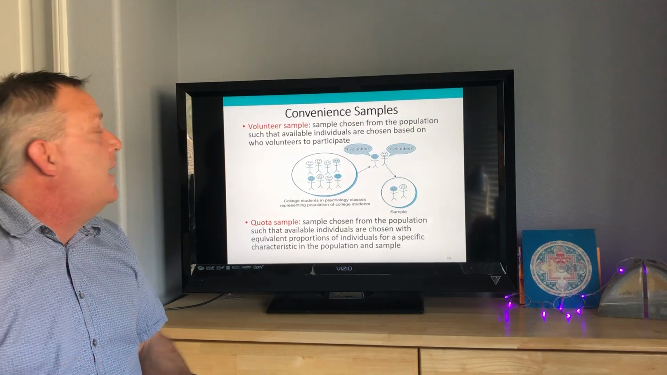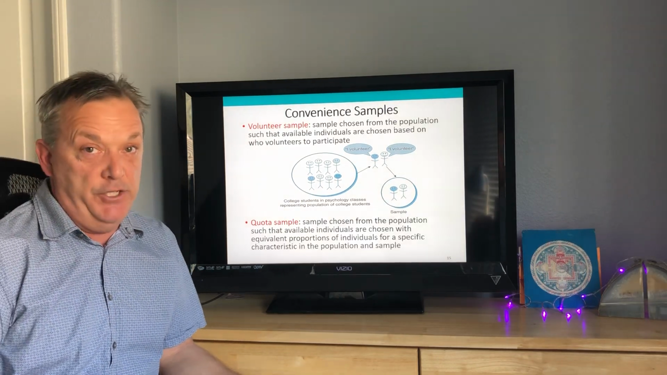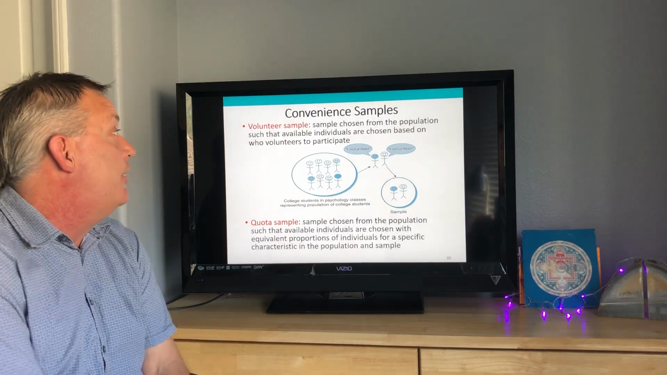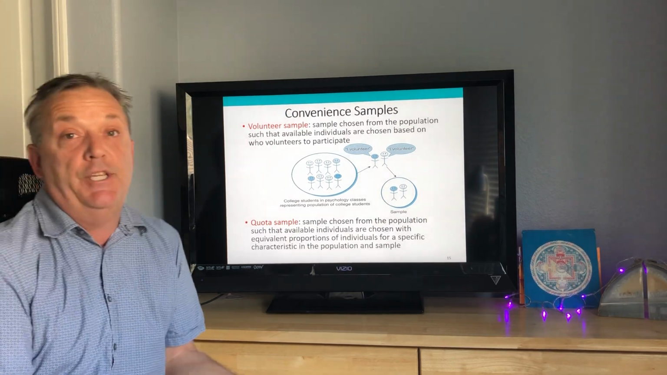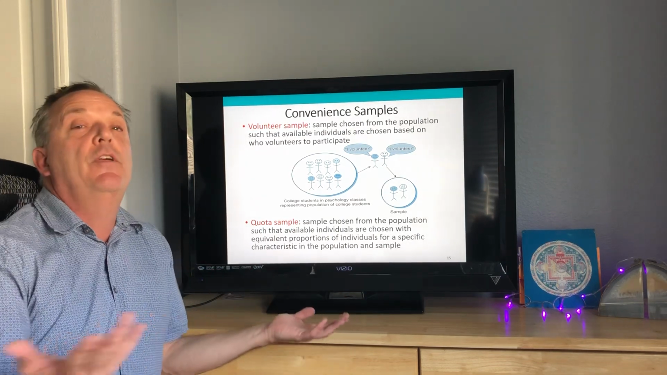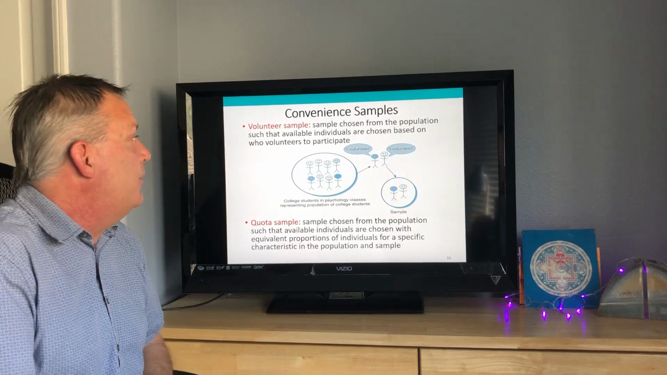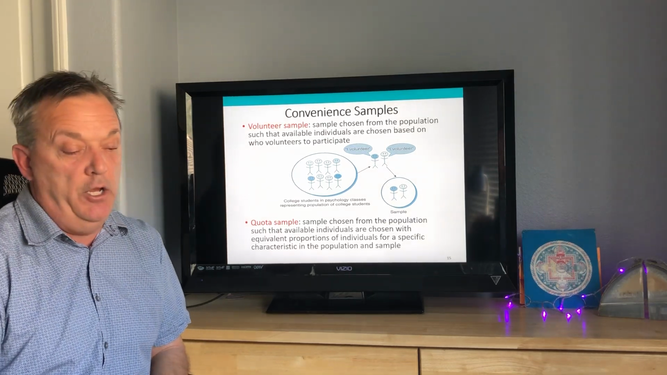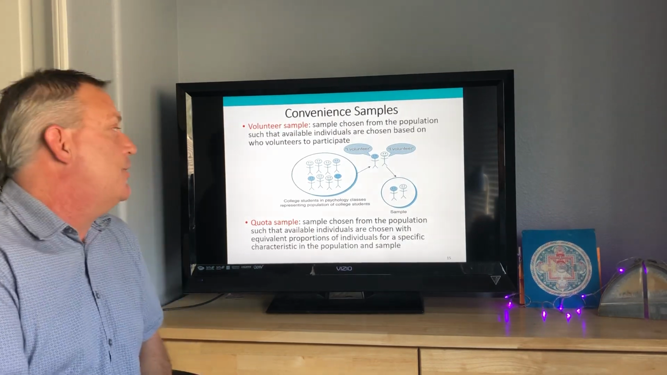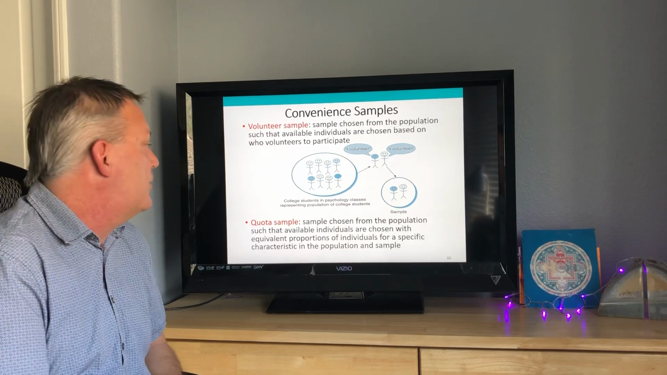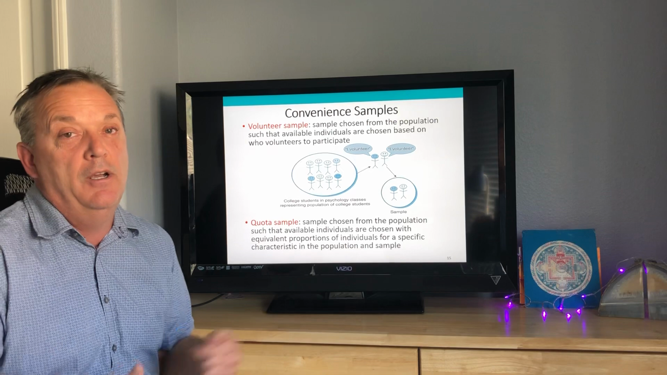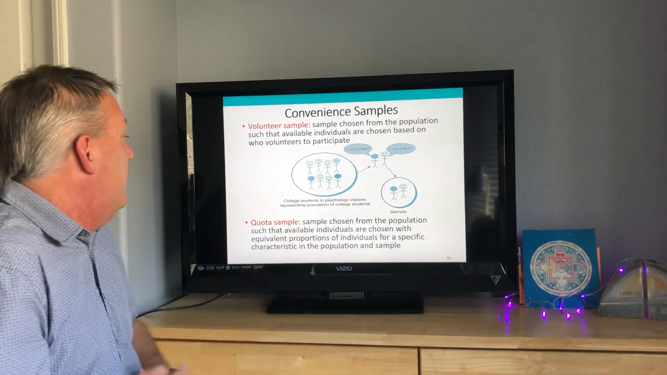And then convenient samples, obviously not very strong, right? And you have volunteer samples, a sample chosen from the population such that available individuals are chosen based on who volunteers. So it could be like studying people in San Francisco, and you study people that are at a bus stop, for example, or people that are just willing to come into your study because you have free pizza or something like that. And that was me in a lot of college studies. That's where I got a good example of that. But obviously, it would test people who are hungry or don't have money and want free pizza, right?